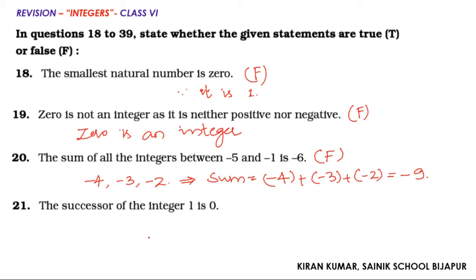Statement 21: The successor of the integer 1 is 0. The successor of the integer 1 is positive 2. Successor of 1 is +2. Here this statement is also false.